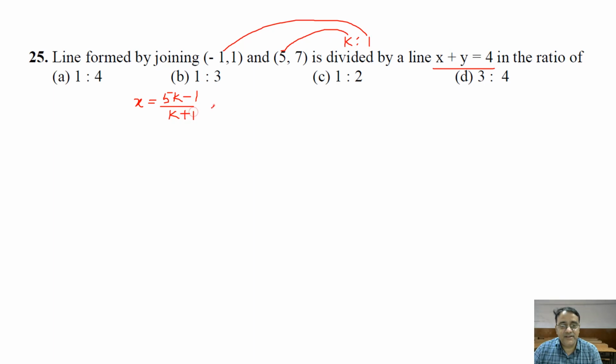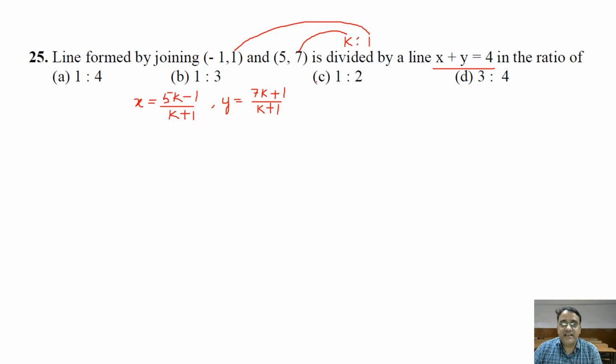Now we are going to find the y coordinate. The y coordinate is, let me remove this for a minute, right, m1 y2 that is 7k, m2 y1 that is plus 1, upon k plus 1. Did you understand x and y?